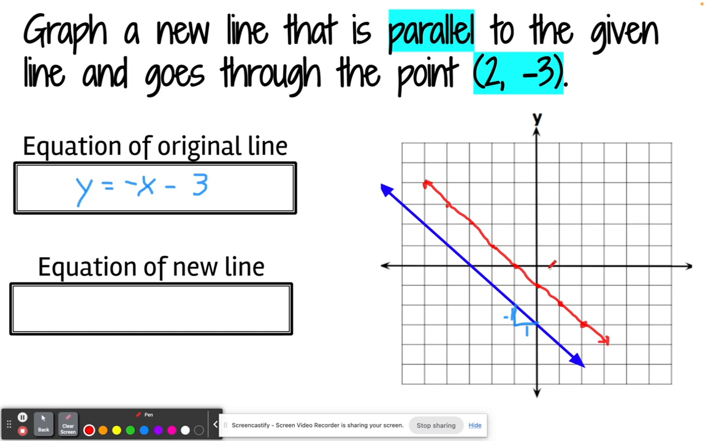My new y-intercept is right here at negative 1. So my equation will be y equals negative x, because my slope is the same. And my new y-intercept is negative 1, which means I have shifted this line up 2 places on the y-axis.